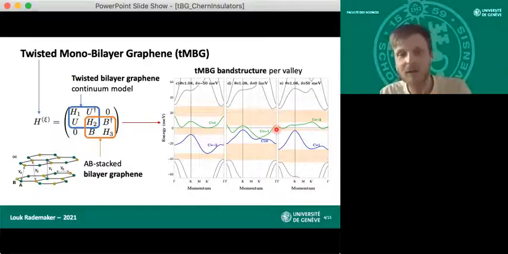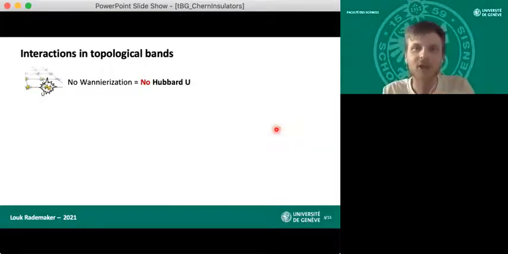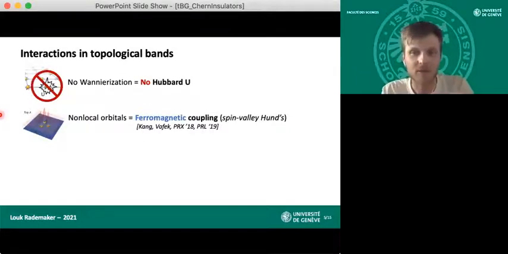Again, I want to give you an overview, an intuition. There's an elegant way of understanding what interactions do when you have a Chern number. Because topology, like I said, means no Wannierization, means no localized orbitals, which means there's no sense of thinking of local repulsion like in the Hubbard model. Instead, if you try to make a tight-binding description, you'll get non-local orbitals that have a lot of overlap with each other. Overlapping orbitals tend to have ferromagnetic coupling with each other. This is much like Hund's rule in multi-orbital systems. And it's indeed shown that in TBG, the dominant coupling between these non-local orbitals is ferromagnetic.